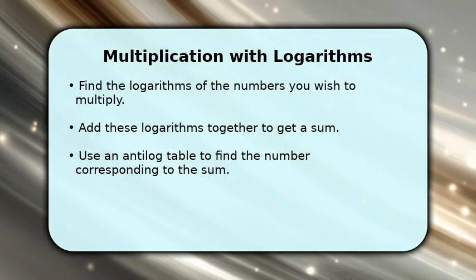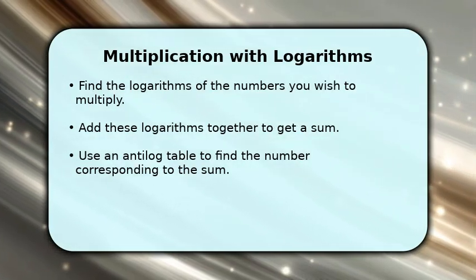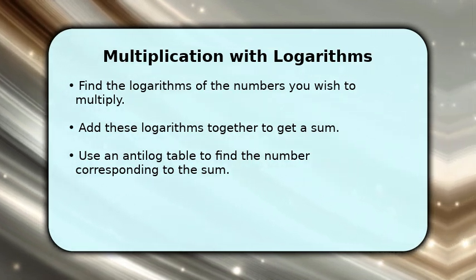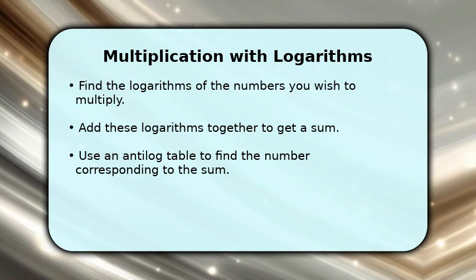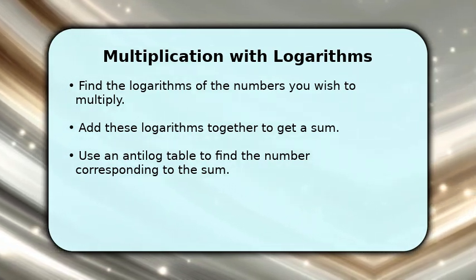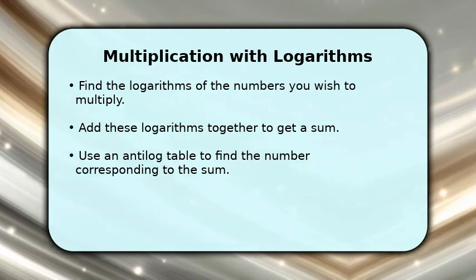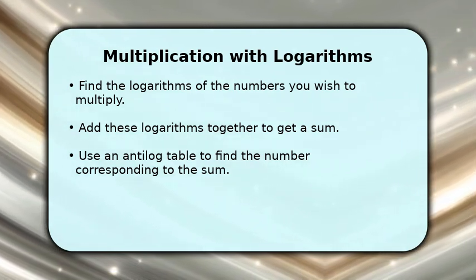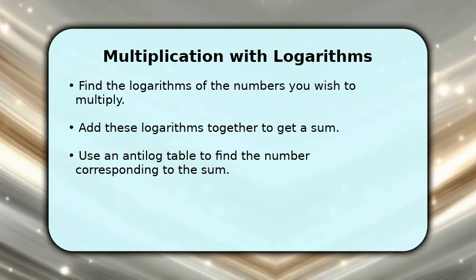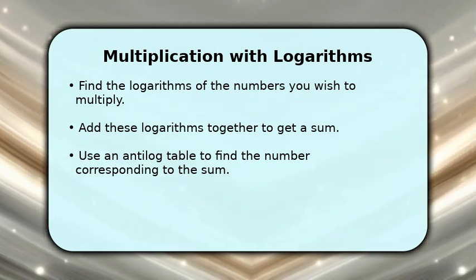To multiply numbers using a log table, begin by finding the logarithm of each number you want to multiply. Once you have these individual logarithms, simply add them together. This sum represents the logarithm of your product. Finally, consult an antilogarithm table to find the number that corresponds to this sum. That resulting number is the product of your original multiplication problem.